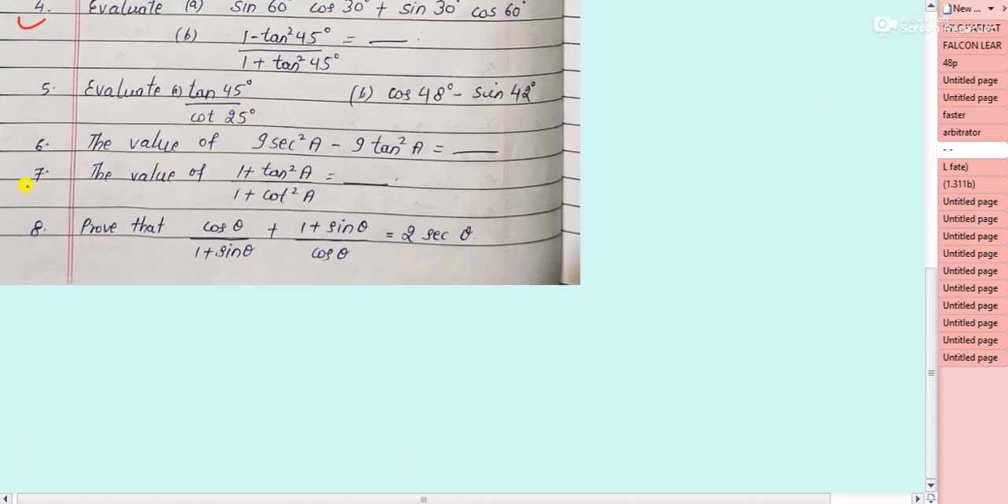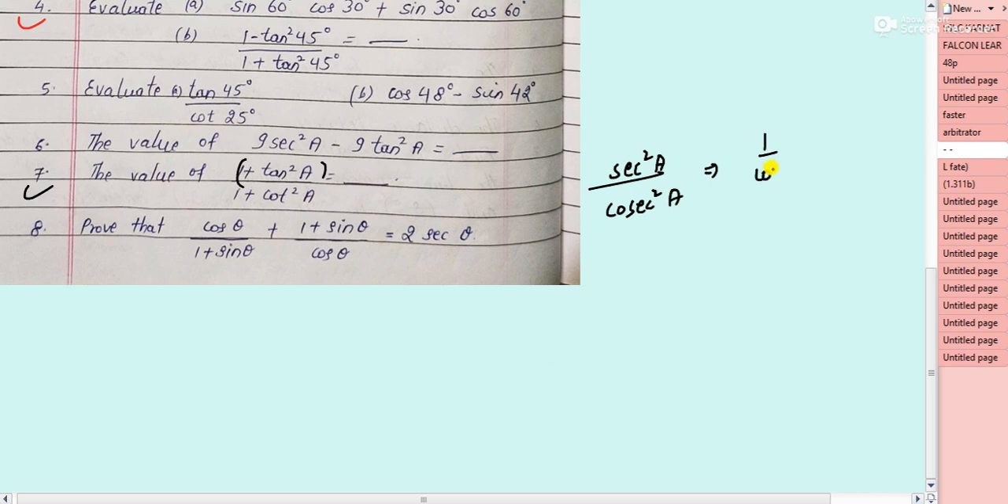So question number 7 says the value of (1 plus tan square A) divided by (1 plus cot square A) is dash. For this you have to use the identity. What is 1 plus tan square A? It is sec square A, divided by 1 plus cot square A, which is cosec square A. So you will get something like this. Now reduce this. Always try to bring them in sine and cos.